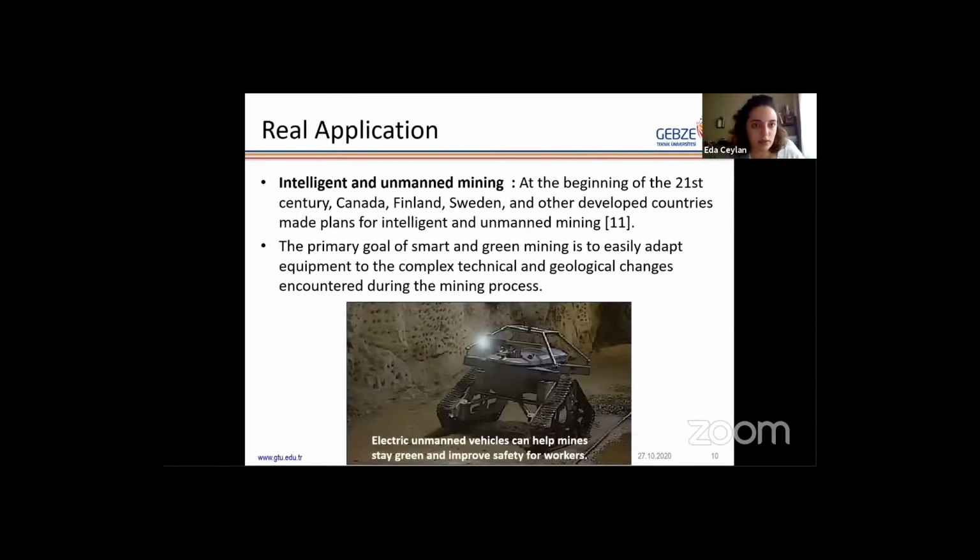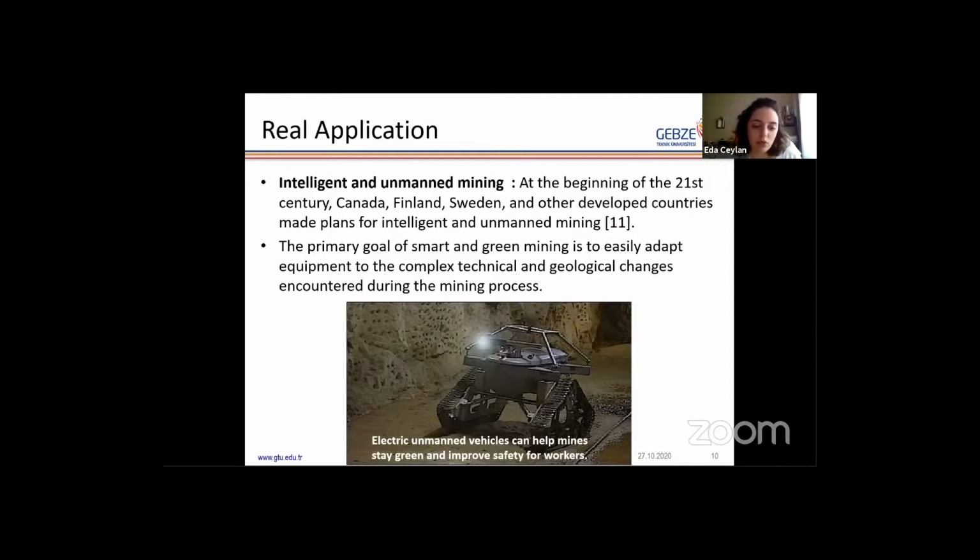And last application, intelligent unmanned mining. With the development of the technology, intelligent machines to be used in the underground and open mining operations have been produced for increased production efficiency and to ensure work safety in the mining sectors. At the beginning of the 21st century, Canada, Finland, Sweden, and other developed countries made plans for intelligent and unmanned mining. The primary goal of smart and green mining is to easily adapt equipment to complex technical and geological changes encountered during the mining process.